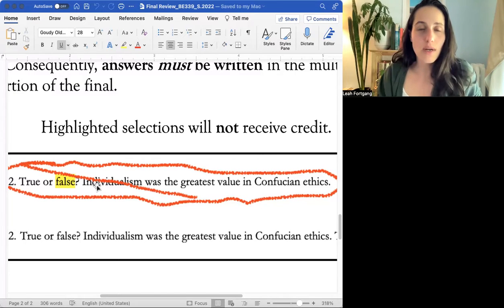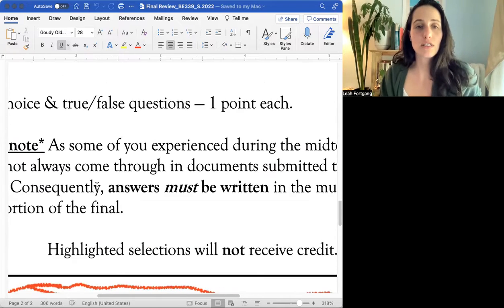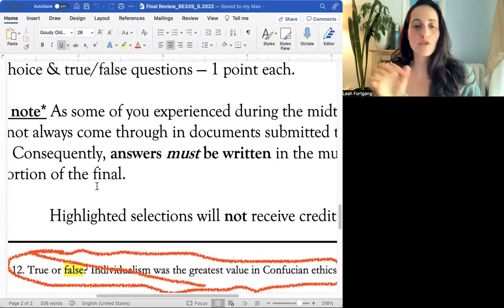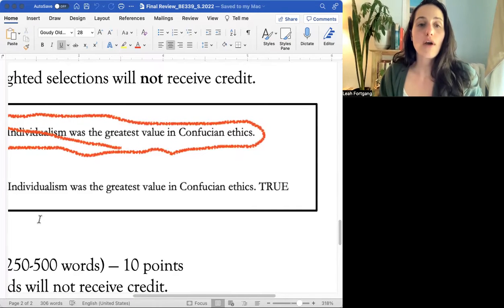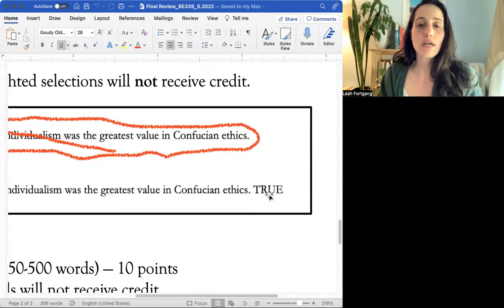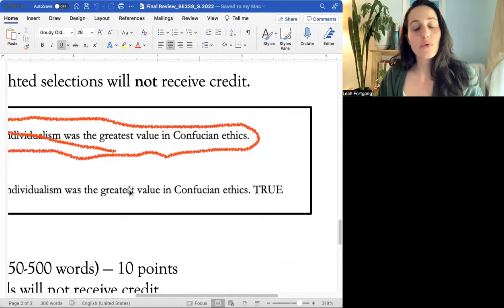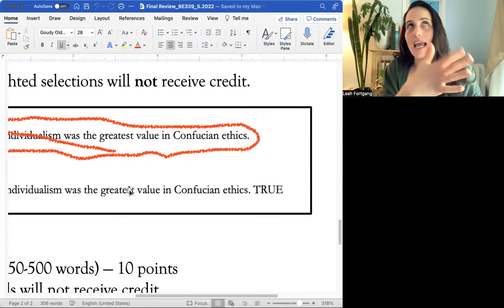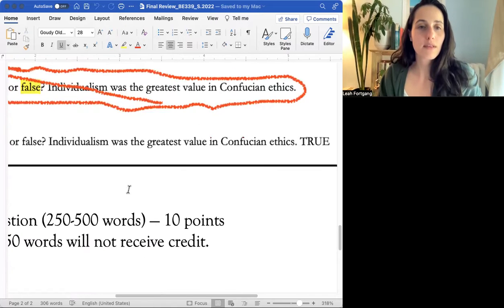So as a result, what I am requiring of everyone in order to get any credit for this portion, these 7 true or false / multiple choice questions, is you must write out the answer entirely. So if it's a true or false question, at the end, you would write true. If it was a multiple choice question, somewhere at the end of the question, you would write out your selection. So you would not highlight, say it was A, B, and C, right? You would type out A, B, and C for your answer on the final. All right.